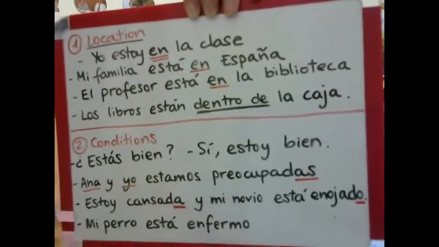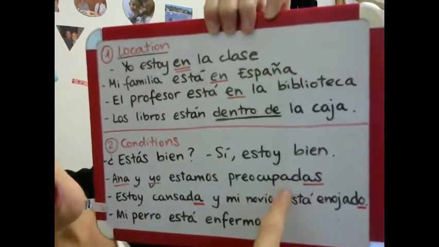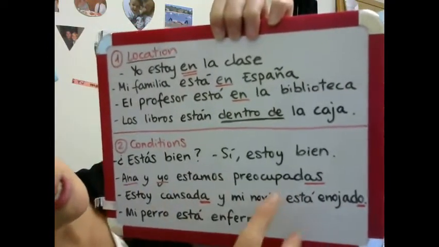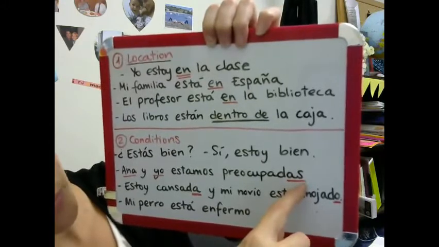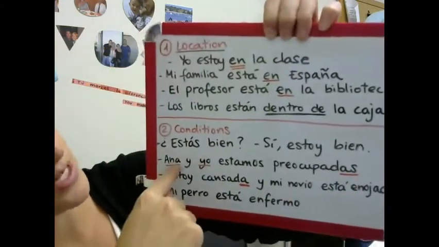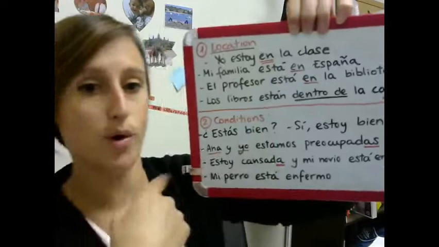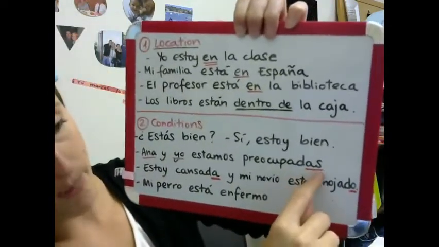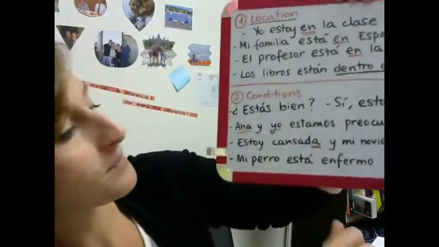Also be careful, because when you use these emotions, the emotion has to agree with the subject. If it's Ana y yo, since we are both females, I have preocupadas. But if it's just me, I would say yo estoy preocupada. I am worried. Feminine. If I'm a guy, I would say yo estoy preocupado, with the masculine O at the end.